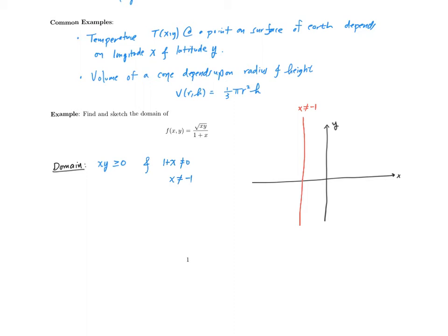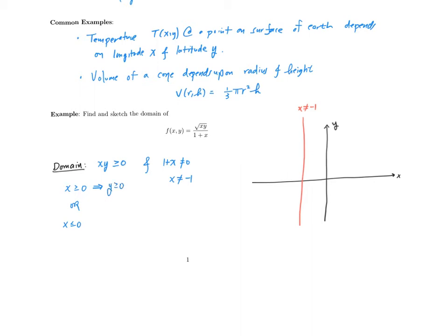For this first part, xy being bigger than or equal to 0. So note there's two possibilities. x itself could be a quantity that's bigger than or equal to 0 or less than or equal to 0. If x happens to be bigger than or equal to 0 and you want x times y to be positive, that would force y to also be positive.